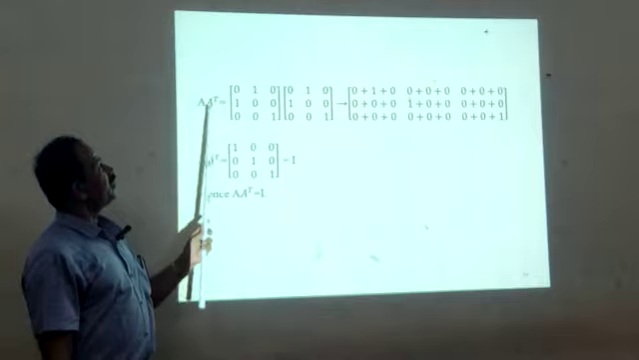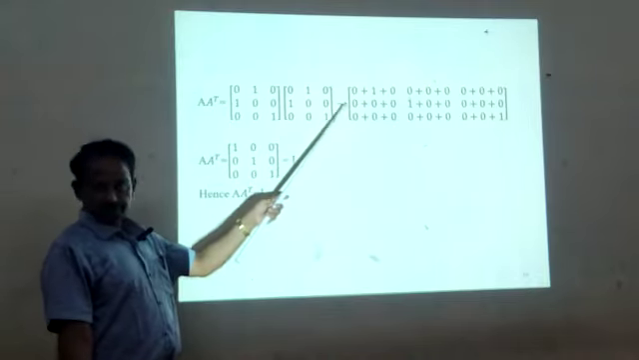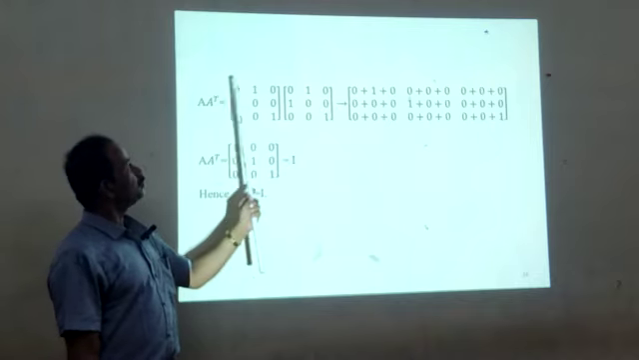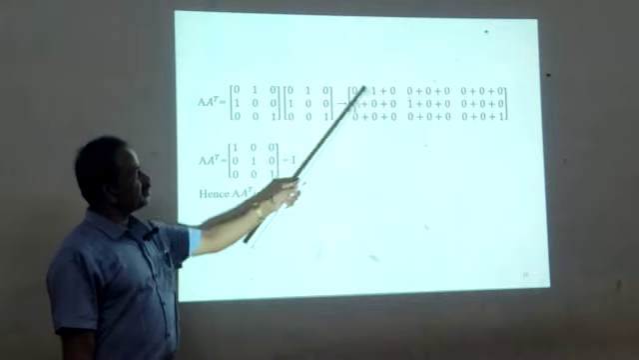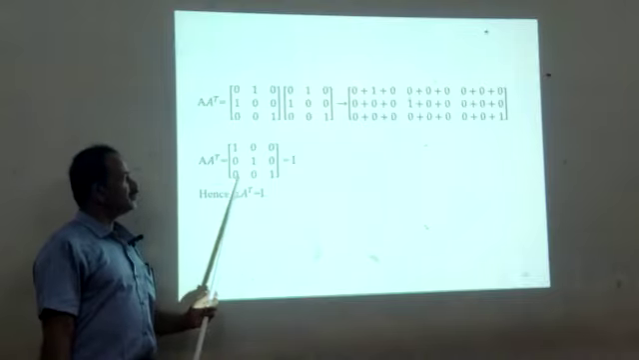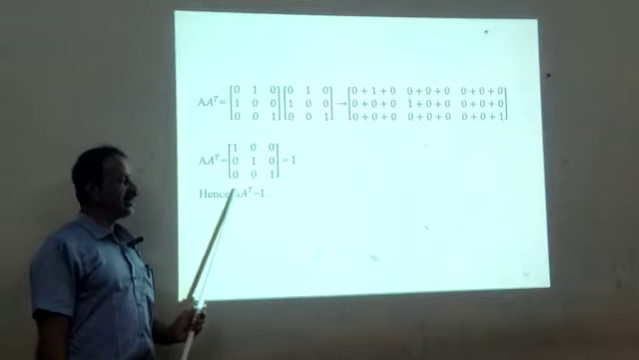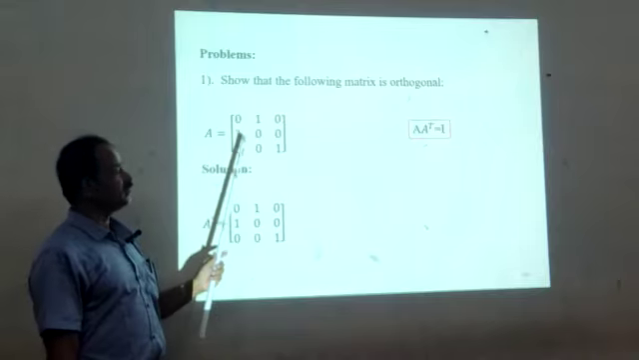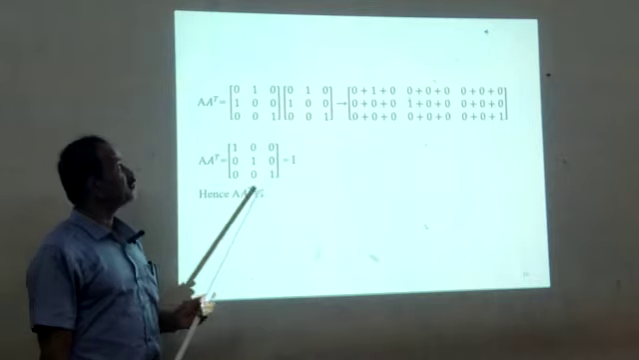Now you multiply A transpose and A. Using the multiplication rule for matrices, that will give you 0 multiplied by 0 plus 1 multiplied by 1 plus 0 multiplied by 0, like that. So we have 1 0 0, 0 1 0, 0 0 1. On simplification you will get the identity matrix. So A transpose A equals I. This is a very important condition for an orthogonal matrix. If it is an orthogonal matrix, this condition should be satisfied, and we will get only the identity matrix.